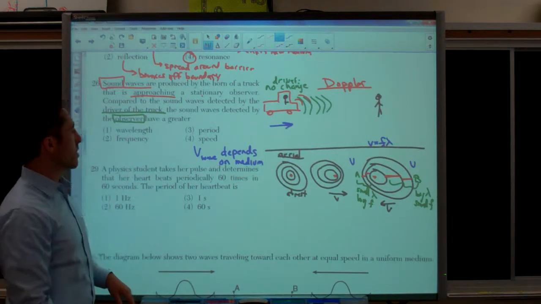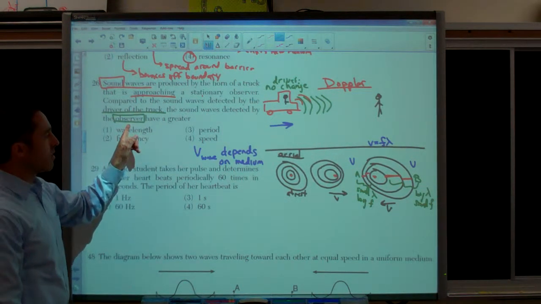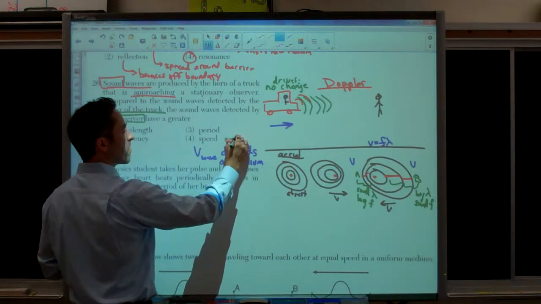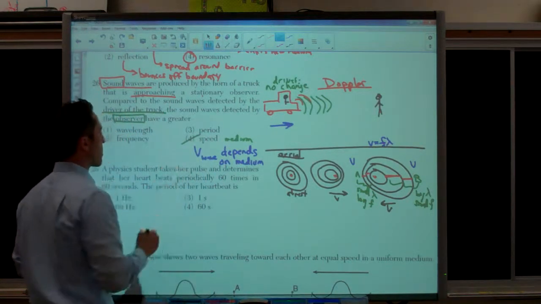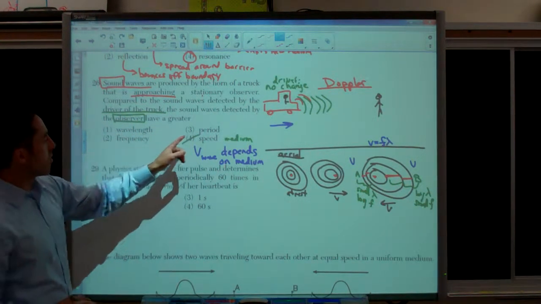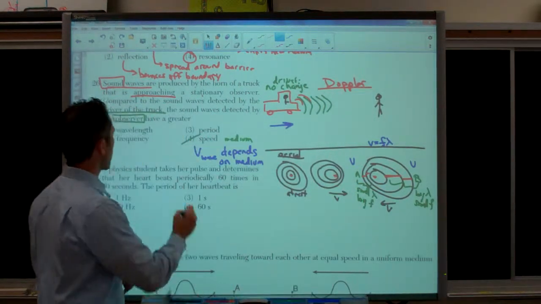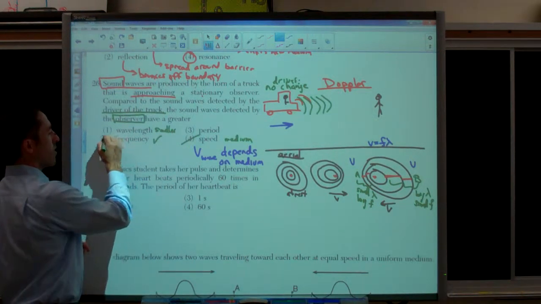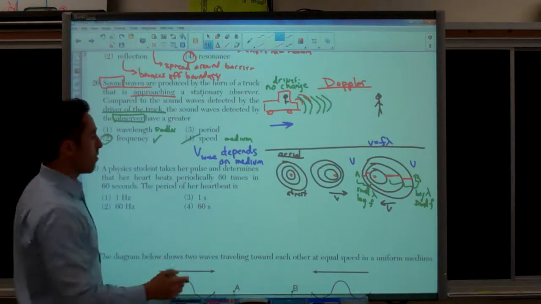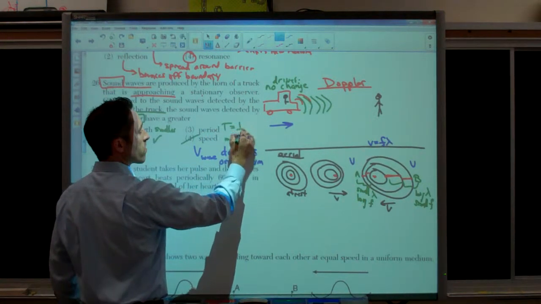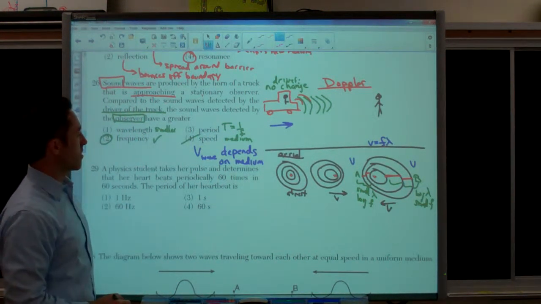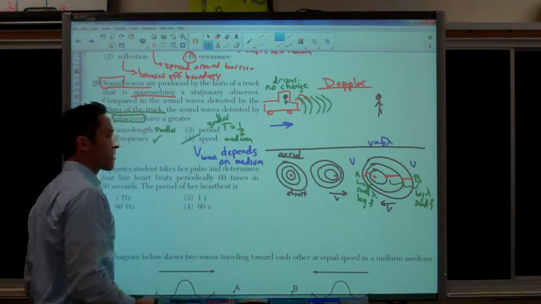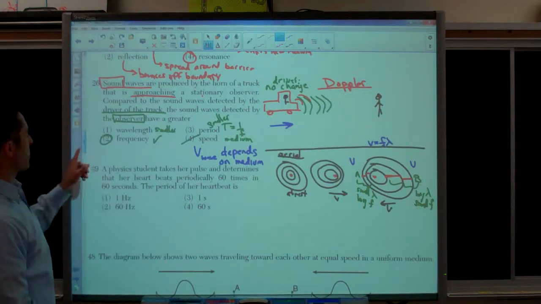Just as a matter of language, the question is always about the last thing they mention. So detected by the observer will have, well no, the speed depends on the medium. So the medium is the same. That's not the right answer. A greater, well we noticed it's not a greater wavelength. You're actually going to have a smaller wavelength. Frequency, yes, you will have a greater frequency. And period is actually the inverse of frequency. So if the frequency is bigger, the period is going to be smaller as well. Okay, and that equation is on your reference table, page 5.